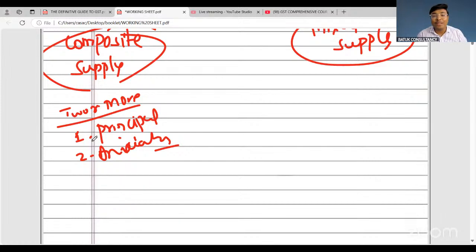Now, sir, how will we decide that a particular supply is a composite supply? That is the most important question. Because whenever I see the nature of the transaction in the books of accounts of my client, I have to provide the decision that this is a composite supply or this is a mixed supply.